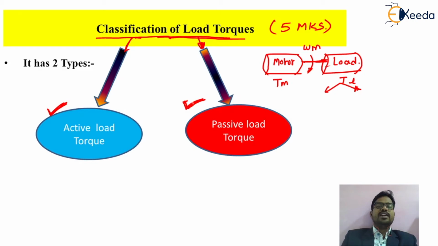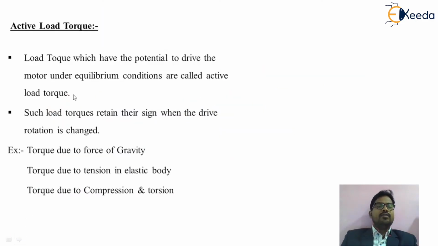Basically, the name itself indicates its meaning, but for the sake of understanding, let's begin with the basic concept of the active load torque. What do you mean by the active load torque? It is a load torque which has the potential to drive the motor under equilibrium conditions. Such load torques are called active load torque. Active load torque has a potential, means what?